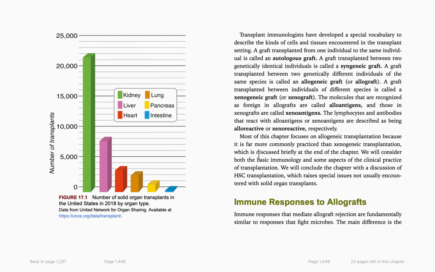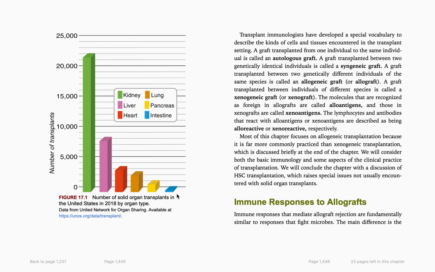So this is what has been happening. Number of solid organ transplants in the United States, as you can see. Kidney has been the most common, followed by liver, followed by heart, followed by lungs, followed by pancreas, and followed by intestines.